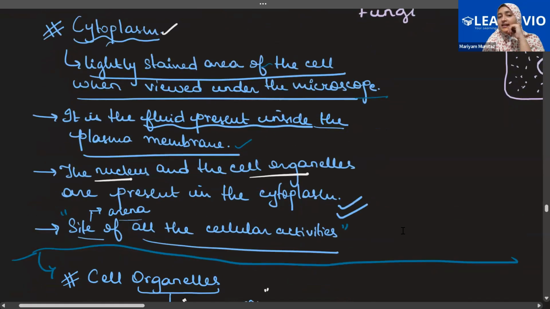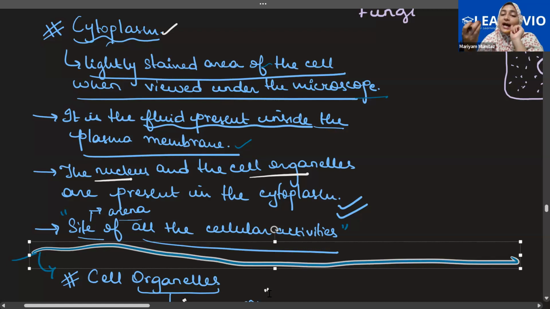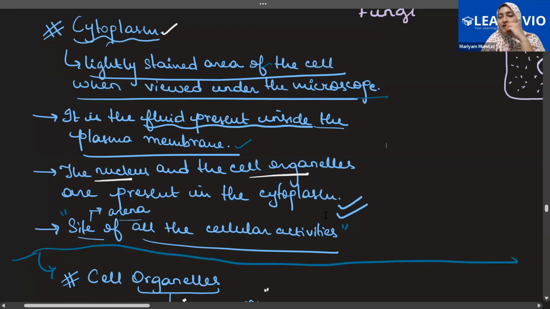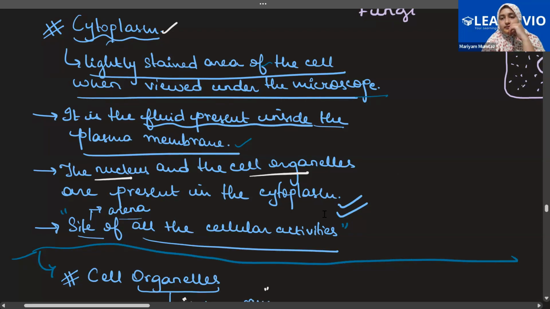And you people understand that every cell organelle has their own function to perform. So what happens is that the cell organelles will be performing their own functions, and we'll say that the cytoplasm is actually the site or the arena of all cellular activities, meaning every single activity that the cell will be performing will happen in the cytoplasm. So this is all there is to know about cytoplasm. Any doubts? No, ma'am. Cytoplasm is clear to you all? Yes, ma'am. All right.